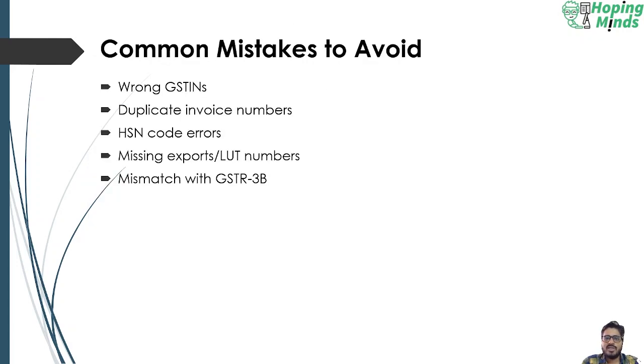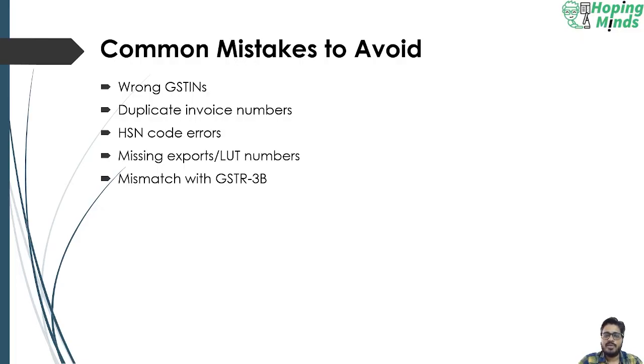So what are the common mistakes that need to be avoided while filing GSTR-1 and filling the different tables? Wrong GSTIN. Although the system will not accept incorrect GSTIN, if the GSTIN is correct and pertains to some other taxable person, then the system will accept it. So while entering data in the B2B section, the GSTIN must be verified.